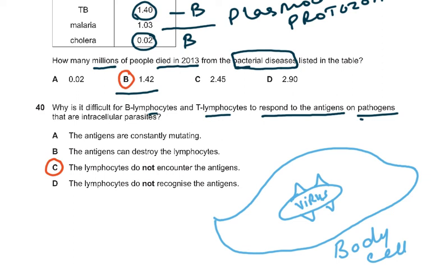You're talking about something else. The antigens are constantly mutating. That's rubbish. The antigens can destroy the lymphocytes. But they're saying, why can they not detect it? This is also wrong. Do not recognize the antigen. They are inside it. They do not even encounter it. So how are they going to recognize it? Because the lymphocytes are outside. They're in the blood. So how are they going to reach this? How are they going to get to know that it's inside a body cell? And you've got there actually, that's called antigenic concealment, in which they hide inside.